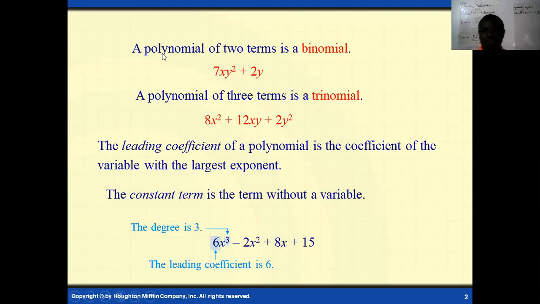Now, we want to know... Chidera, you are looking at the topic operations with polynomial. That is the topic.